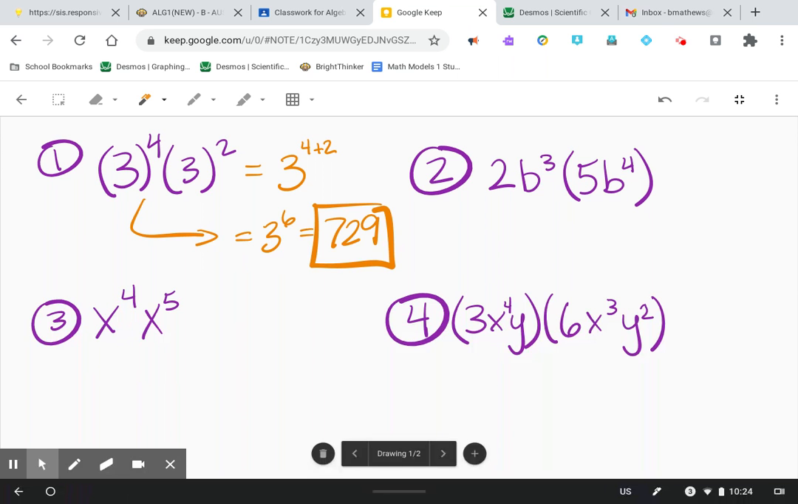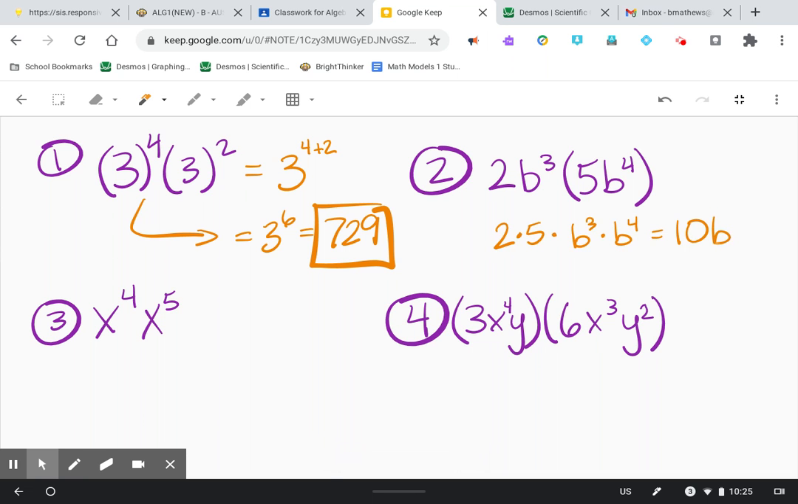Number 2, okay, we're multiplying numbers. We have some constants. We have a couple of b terms. So we're going to organize this. We're going to multiply the 2 and the 5 together. That's going to be its own thing. And then we're going to multiply the b's together. And that's going to be its own thing. And when we do that, we get 10. And then b, because these are multiplied, we add the exponent numbers. 3 plus 4 is b to the 7th. So that's how you're going to be using those properties here.